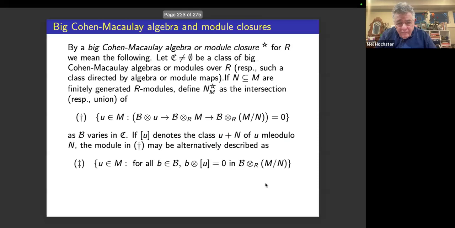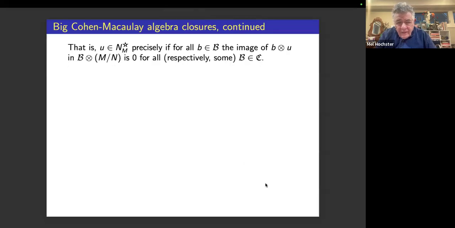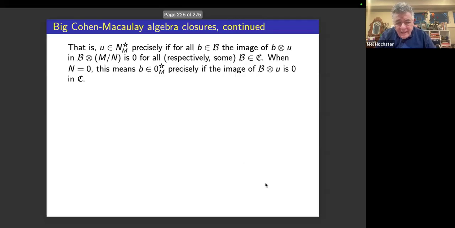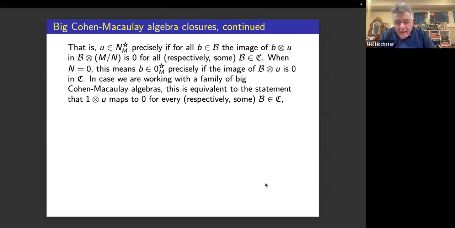So for big Cohen-Macaulay algebras, it's the same as the condition on one tensor u.